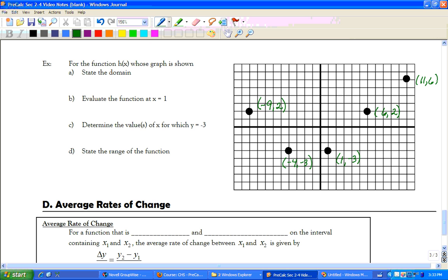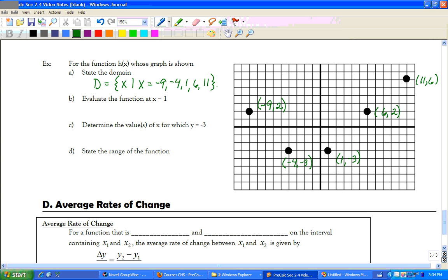So question A, state the domain. We're going to write this as a set. So our domain is x such that x is equal to, and we're just going to list out all of our x values. We're not going to repeat any, and it doesn't look like any are repeated, and then list them in numeric order. So the first one is -9, -4, 1, 6, and 11. So there are all of our values.